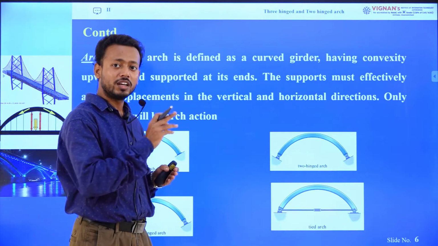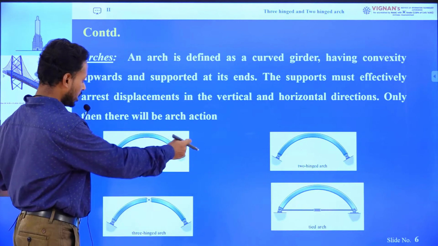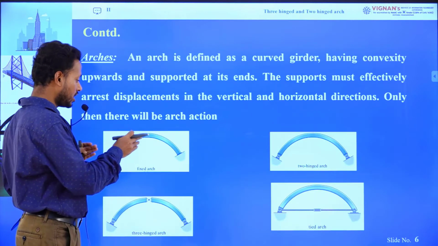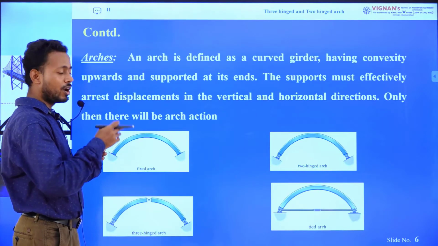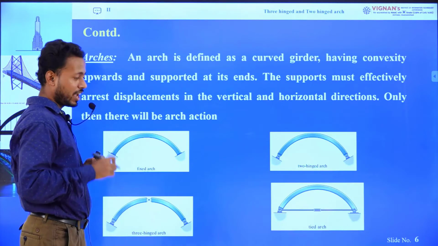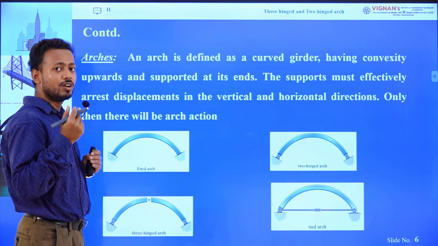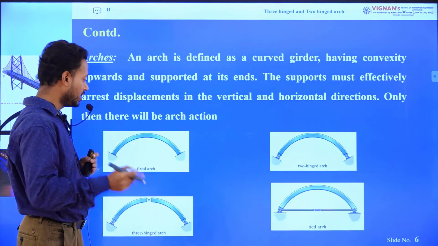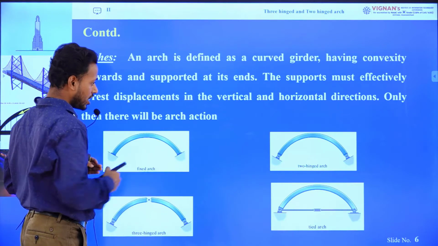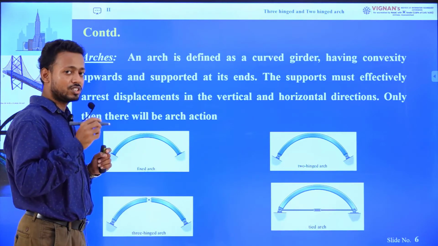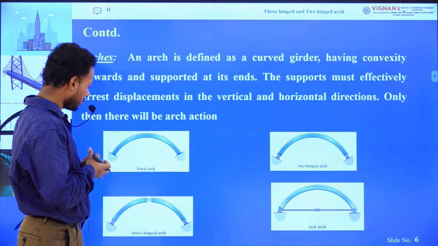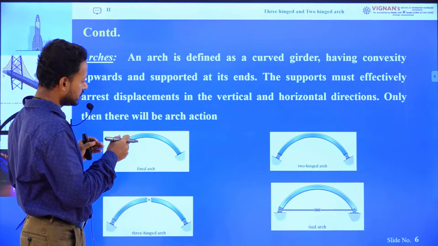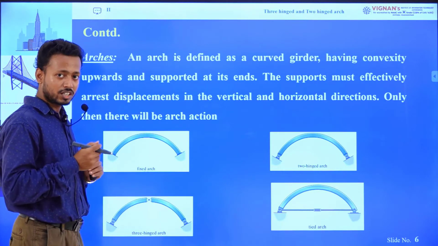As I told you in the earlier slide, if the supports are unyielding and intact in their initial position, whatever load you apply, any load system, maybe UDL, point load, or a combination of UDL and point load, the arch system does not get deflected and the supports do not move from their initial position. This is due to the significant amount of horizontal thrust.